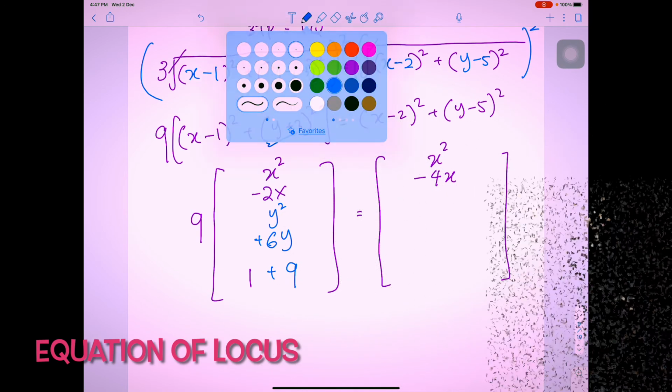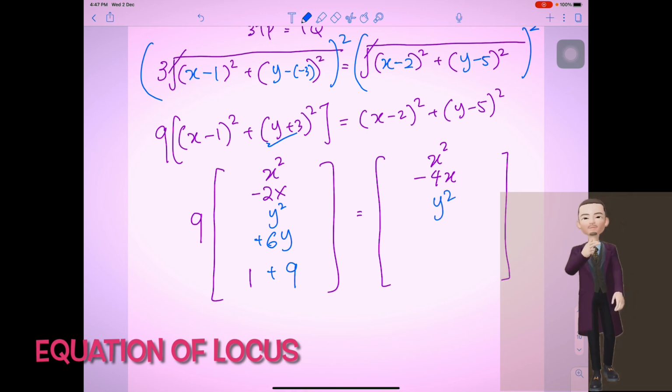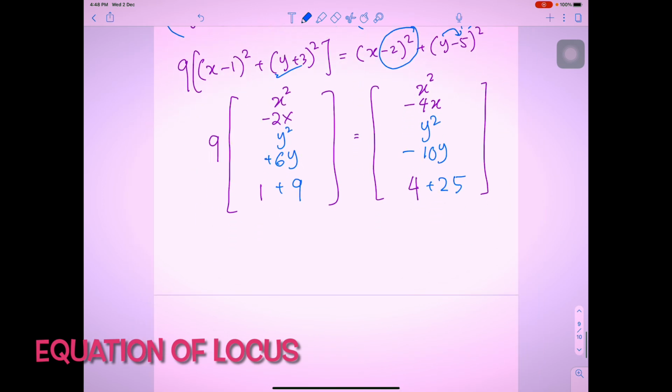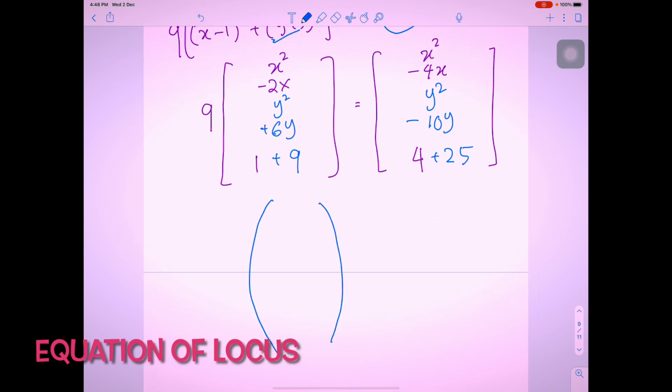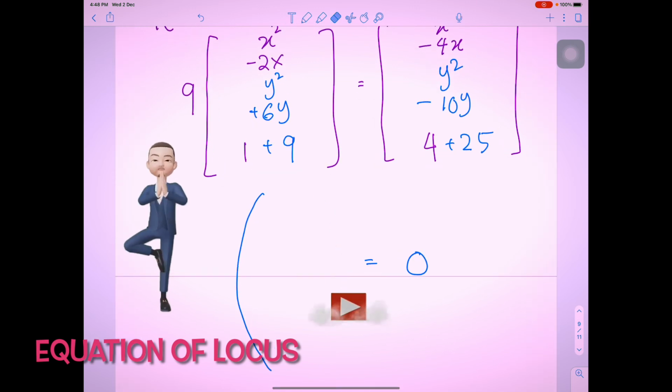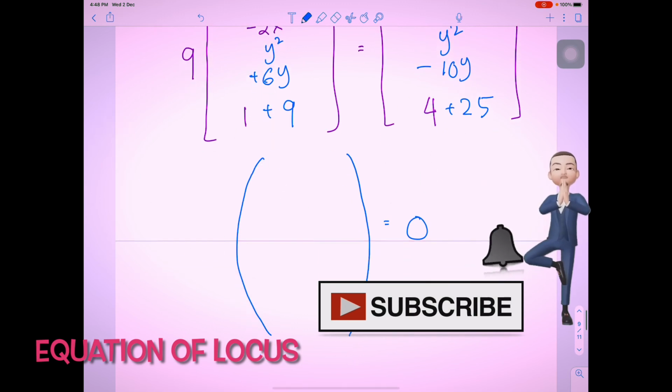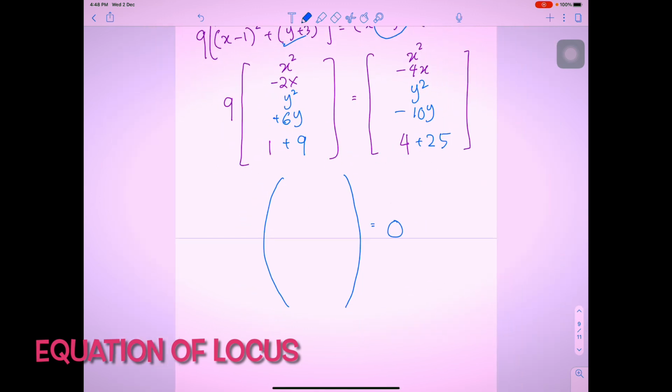y squared, minus y times negative 5, negative y times 2, negative 10y. Oh, before I forget, here negative 2 squared, so you get positive 4, and negative 5 squared plus 25. Okay, and then combine into one bracket equals 0. We set up the big bracket first, and don't forget to bring all the right hand side terms and constant to the left hand side.